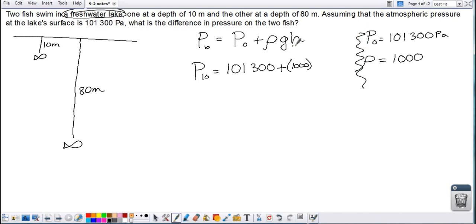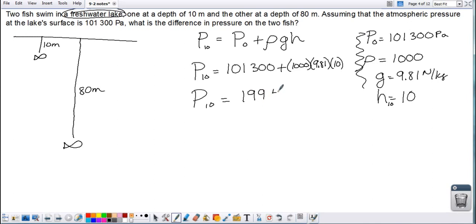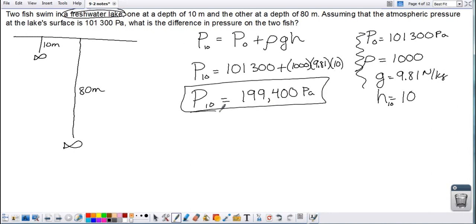g is the gravitational field constant. It's still 9.81 newtons per kilogram. And h is our depth, and the depth of the fish at 10 meters is 10 meters. If we type all this into our calculator, we'll get 199,400 pascals. So that is the pressure on the fish at a depth of 10 meters. Next, we're going to find the pressure on the fish that's at a depth of 80 meters.